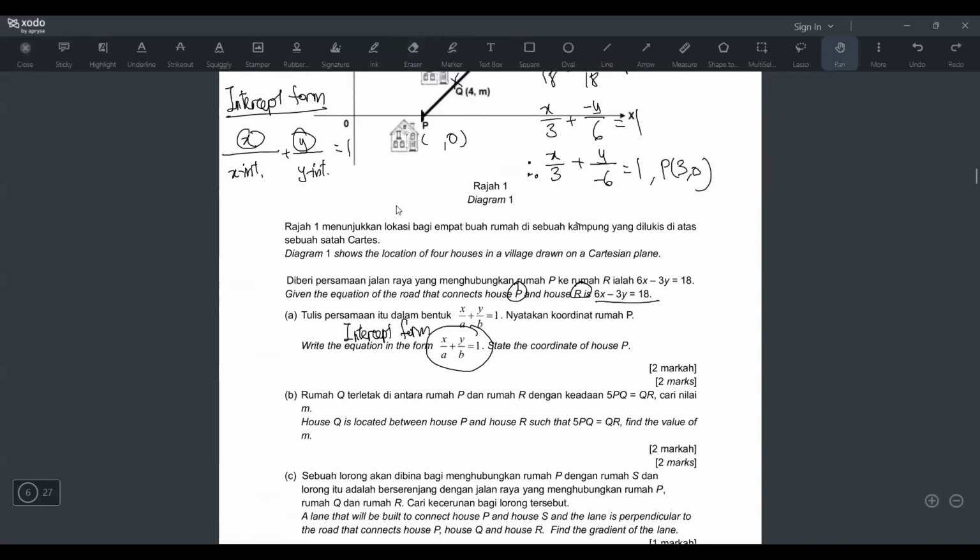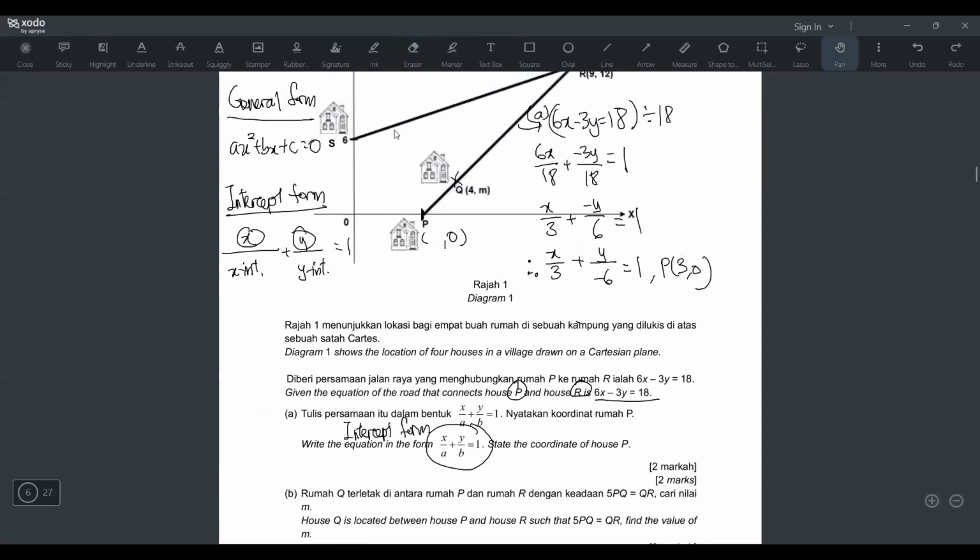Okay, sudah siap. Now I want to do B. So B says, house Q is located between P and R, so Q is located between P and R. Betul. And then such that 5PQ equals QR. This is trying to tell you the ratio for PQ to QR. But how to butcher the ratio?